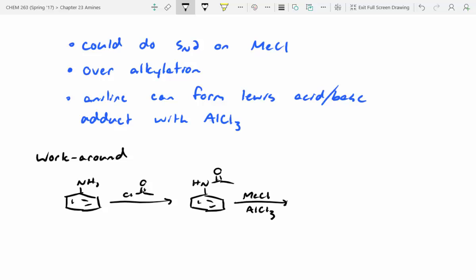Why won't this form a Lewis acid-base adduct with aluminum trichloride as readily? I mean, this nitrogen still has a lone pair. But yeah, it's resonating, right? So that lone pair is actually somewhat tied up through resonance. It's not going to be as free of a Lewis base. Wouldn't it also be more acidic, the proton on the amide? Yeah, it's still not very acidic, though.